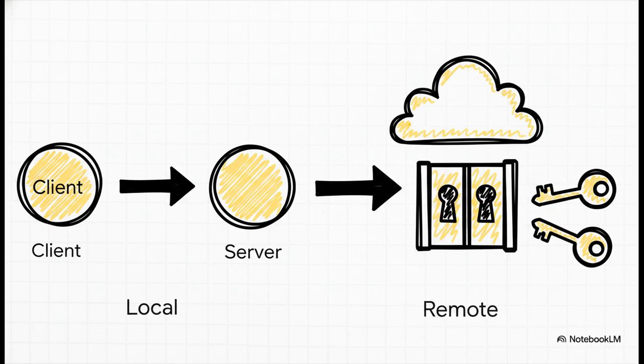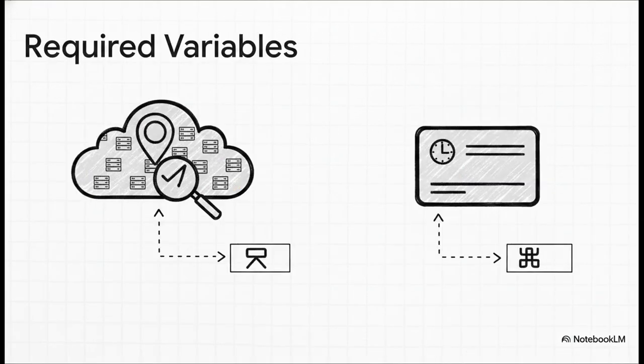The only real difference is that now our client needs 2 extra pieces of information to find and authenticate with the server way out there in the cloud. And these are the 2 secret ingredients, the agent ARN and the bearer token. Just think of the ARN as the full, unique mailing address for your tool server in the vast city that is the AWS cloud. It tells the client exactly where to send the request. And the bearer token? That's the temporary access pass we just talked about, proving it has permission to be there. Give your client these 2 things and you're in business.